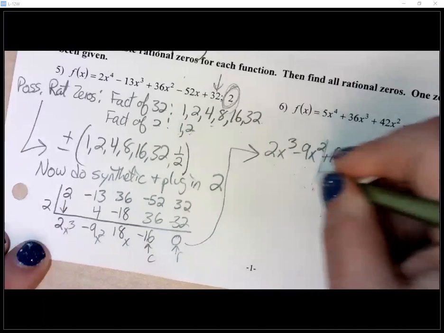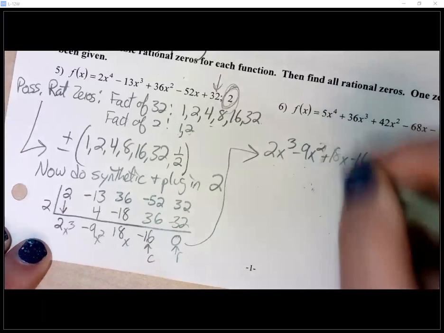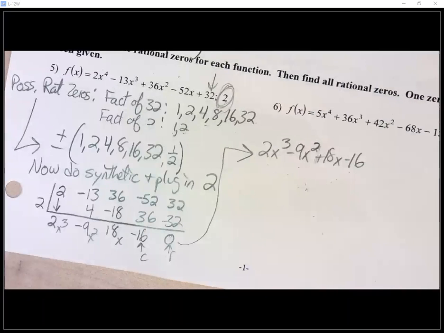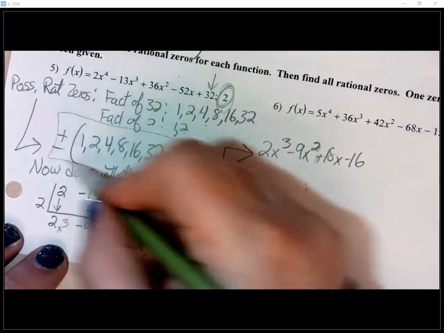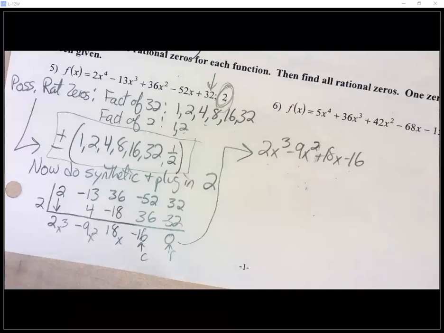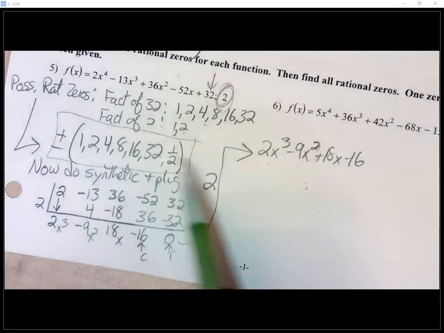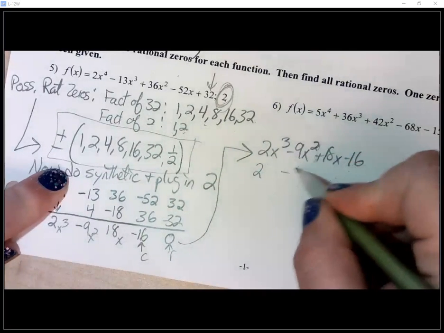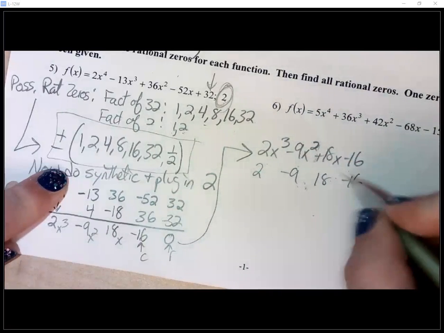Big whoop. So what does that mean? Well, friends, that means that I need to keep going. I'm going to keep doing synthetic division with numbers in this list until I find another one that works. This is the part that could be a little tedious. Because yeah, I literally just have to go down the line and keep plugging them in until someone else comes out with a zero. Bummer. I know, but it's okay. So I do the same thing. I'm going to drop down 2, negative 9, 18, negative 16. I'm trying to get a remainder of zero.